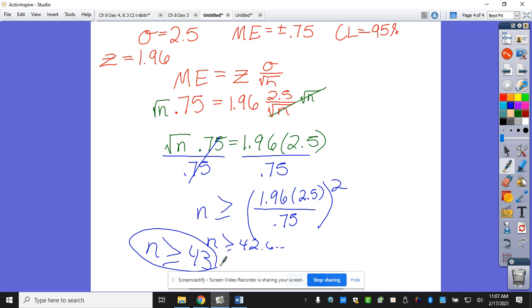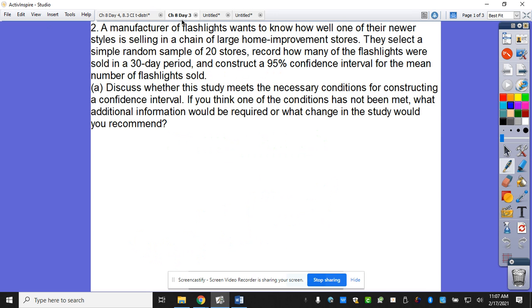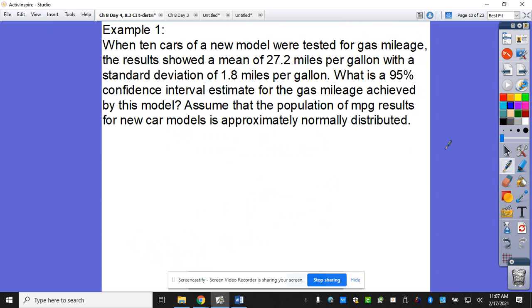All right, once you've done one of those, they're all the same. If it says how large a sample or how many, it's that kind of problem. Go to your worksheet from yesterday. And so I started to talk through this problem. We're going to go ahead and do it all the way through.